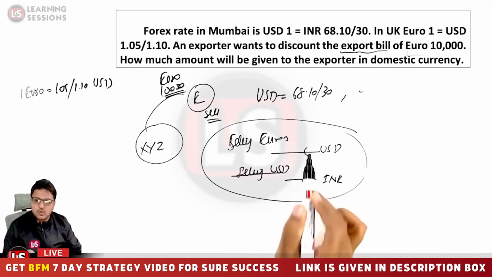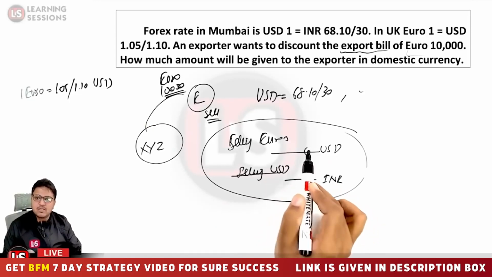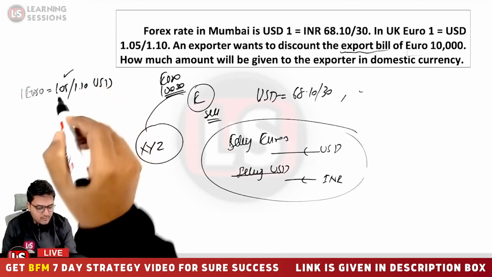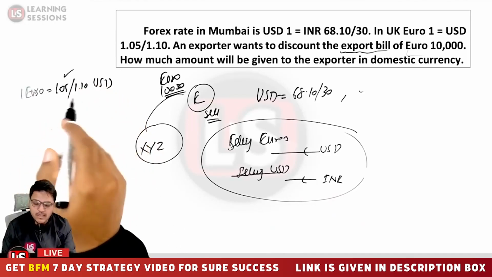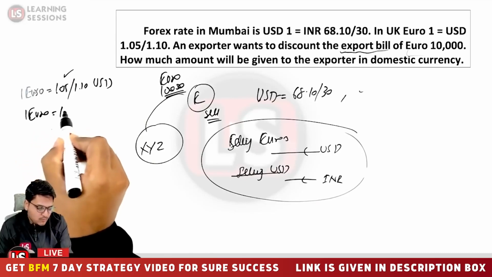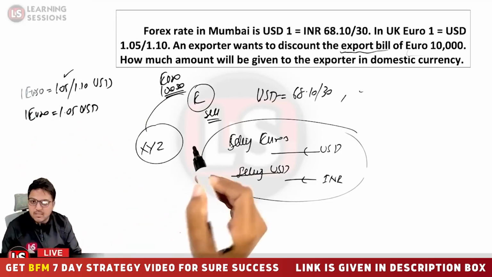Okay, so he wants to sell the euros over there. At what rate will he be able to sell the euros? At a price at which the market is ready to buy. So what rate would be applicable? It will be the 1.05 rate. So 1 euro is equal to 1.05 USD. Okay, so that is the rate which is applicable in this particular case.